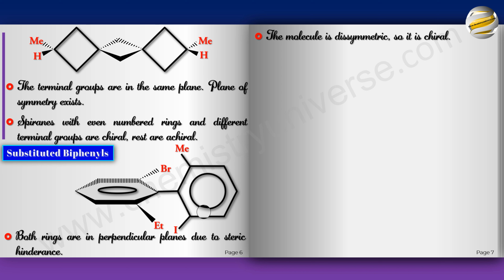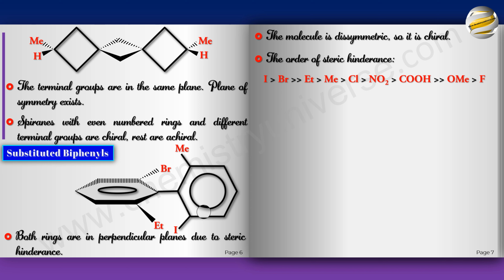And let me also show you the order of steric hindrance for different types of groups. And this is based on observation. So what happens if there are three rings?